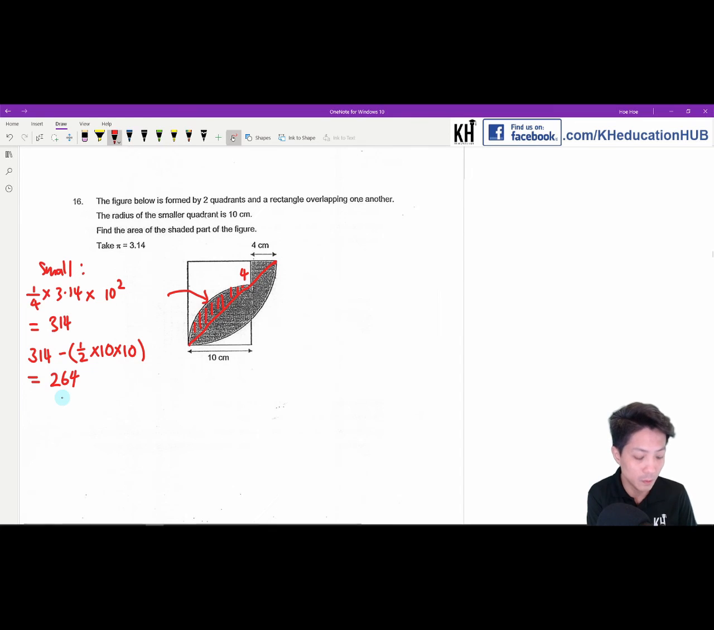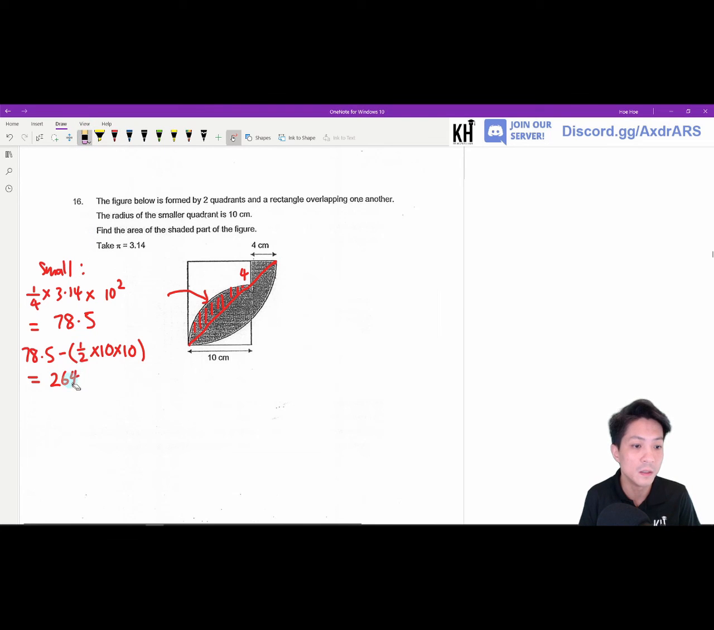Oh, I think I forgot: 3.14 times 10 squared divided by 4. Yeah, I forgot to divide by 4 in the earlier part over here. So this is 78.5. Okay, minus 50 will give me 28.5 cm square.